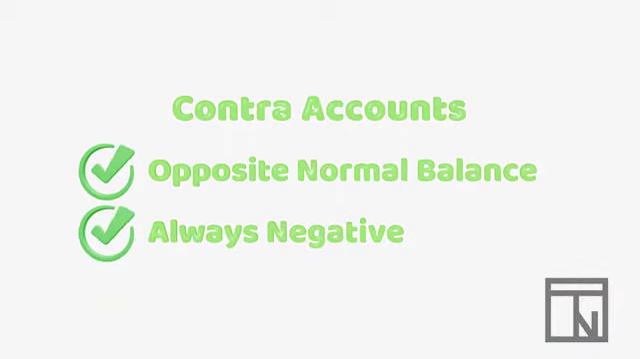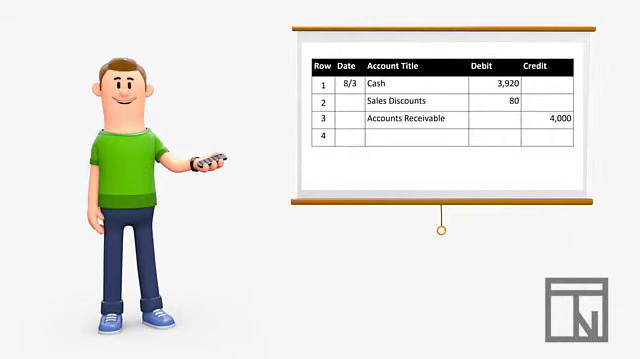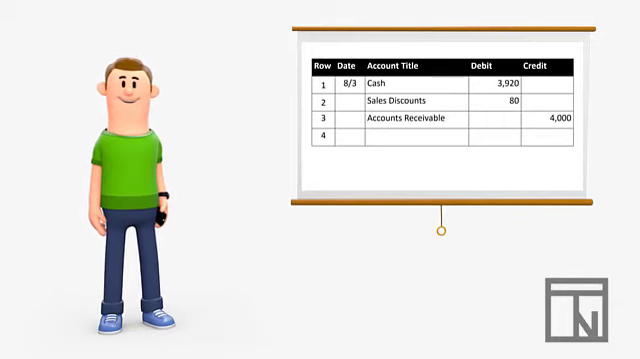Just remember that contra accounts are accounts that have opposite normal balances as the accounts around them, and always show as a negative balance on the financials because of that. So now we finished our journal entry for sales with a discount. Remember that we debit cash for the amount the customer paid, less the discount. We also debit the sales discount account for the amount of the discount so that the credit to accounts receivable is the full amount of the invoice.